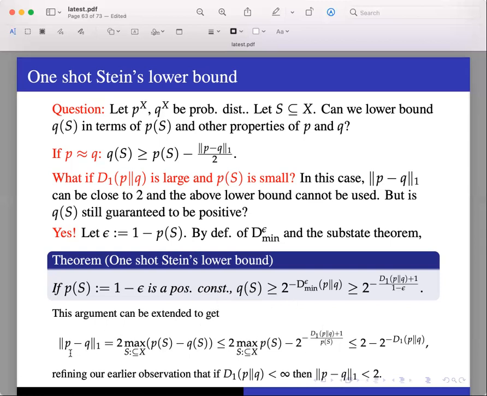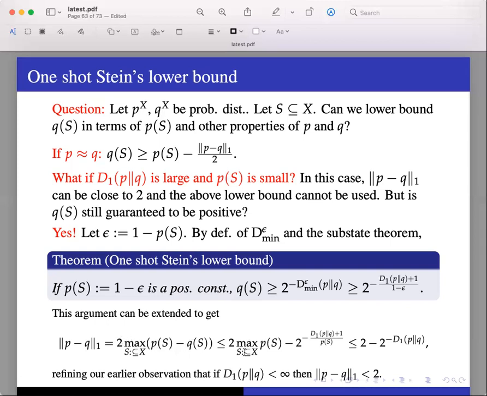So the L1 distance between P and Q is nothing but the maximum of P(S) minus Q(S), where S ranges over subsets of X. A factor of 2 is there, right? Because if P(S) minus Q(S) is positive, then over S complement, P will have less probability than Q, because everything has to sum up to 1. Anyway, with the factor of 2, this is correct.